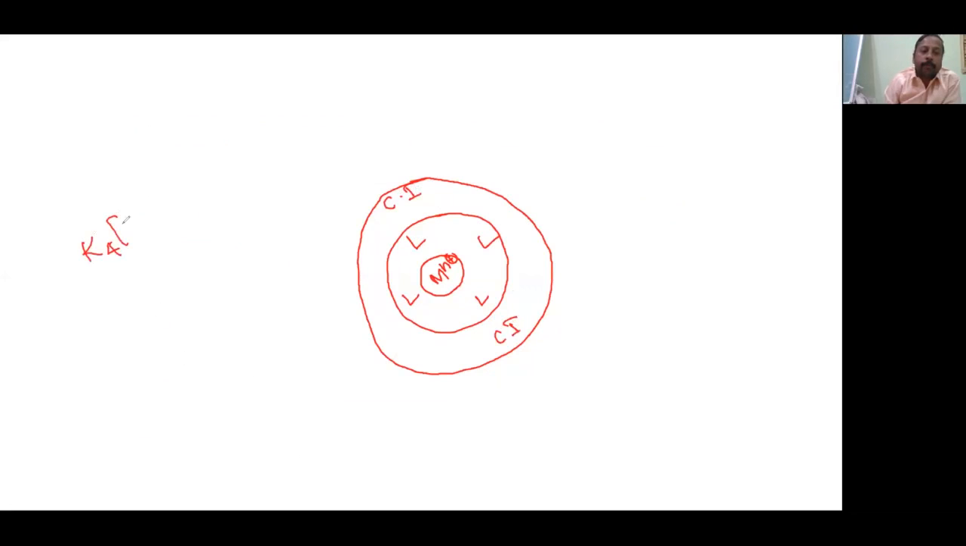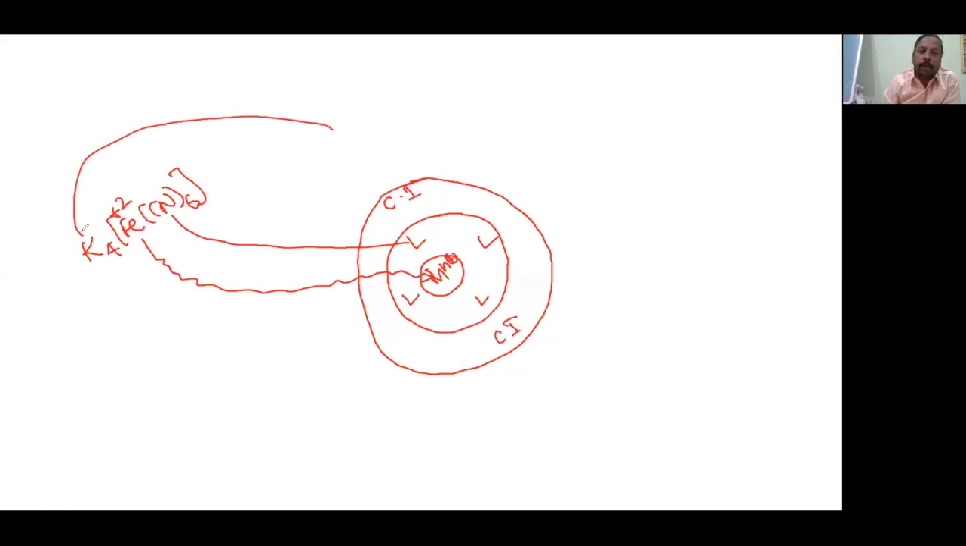Suppose K4[Fe(CN)6]. Okay, so here Fe will be at the center. Understood? Now this is, suppose, +2. The oxidation number is +2. And the 6 CN minus are ligands. And the counter ions are the cations, potassium. This is the coordinate complex you should assume.